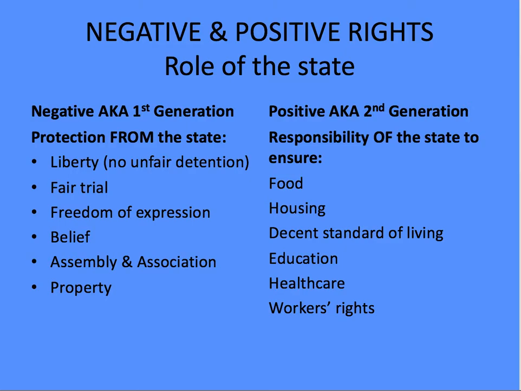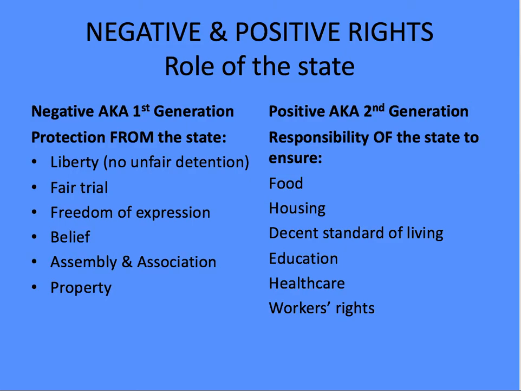One way to organize these two sets of rights in your mind is that civil and political rights are often talked about as negative rights. These are the things where we're saying to the state, keep your hands off me, leave me alone. It's protection from the state. So if you look at the list here, liberty, a fair trial, freedom of expression, freedom of belief, these are all things where we expect the state not to interfere with our rights.